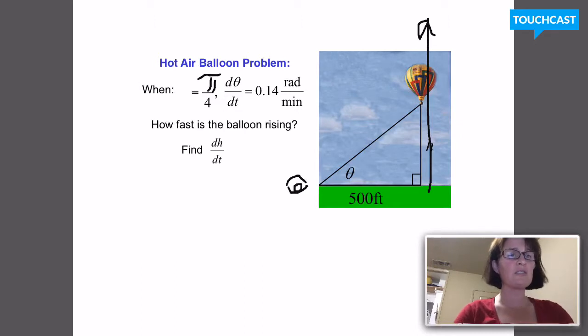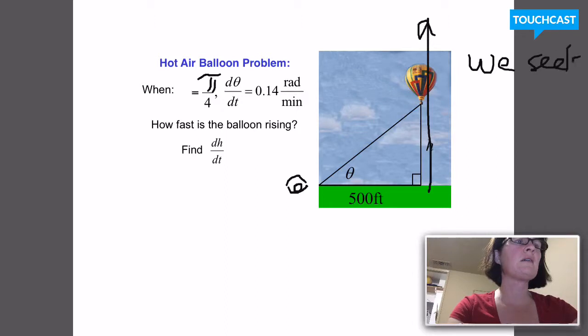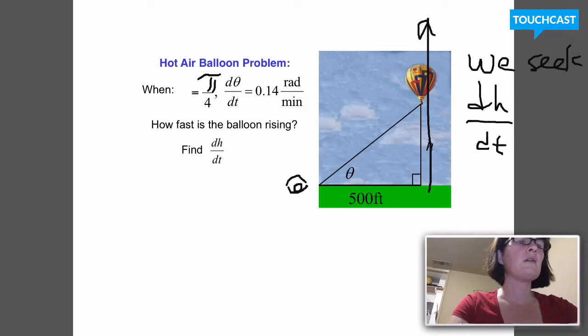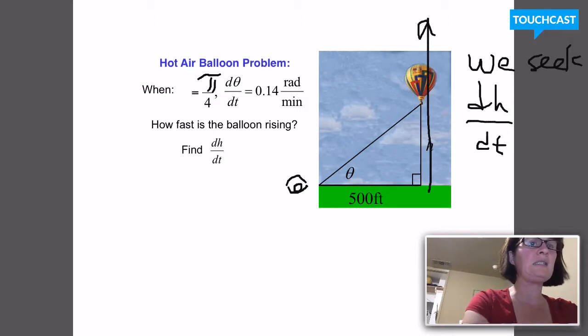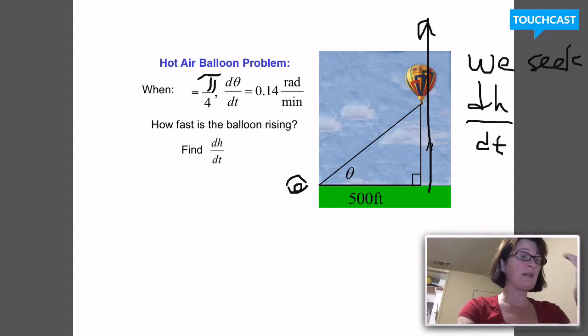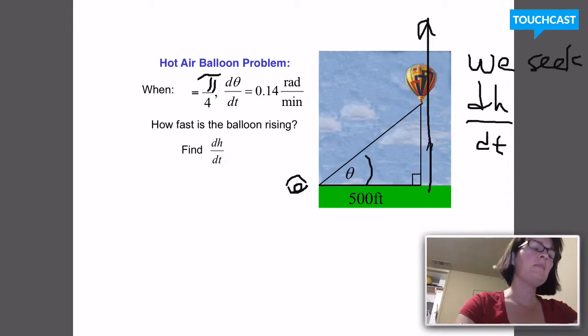So the thing I'm interested to know, the thing we seek, is dh/dt. And I know something about d theta/dt. So the two rates that are related are the rate at which theta changes and the rate at which the height of the balloon changes. So I need an equation that relates this angle to this height. I also happen to know the length of this, and that distance there is not changing.